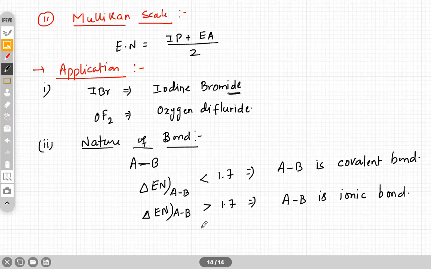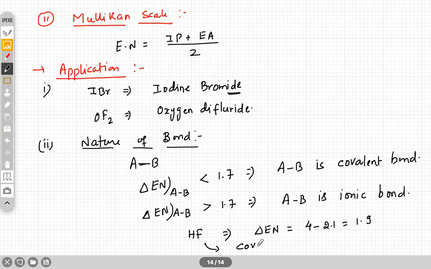We have one exception to this. HF, if you see the molecule HF, the difference in electronegativity: fluorine is 4 and hydrogen is 2.1. This is a value I'm telling you. It is 1.9. So it should be what? It should be ionic, but it is covalent in nature. It should be ionic according to the logic written above, but it is a covalent bond. Okay, this you must remember here.